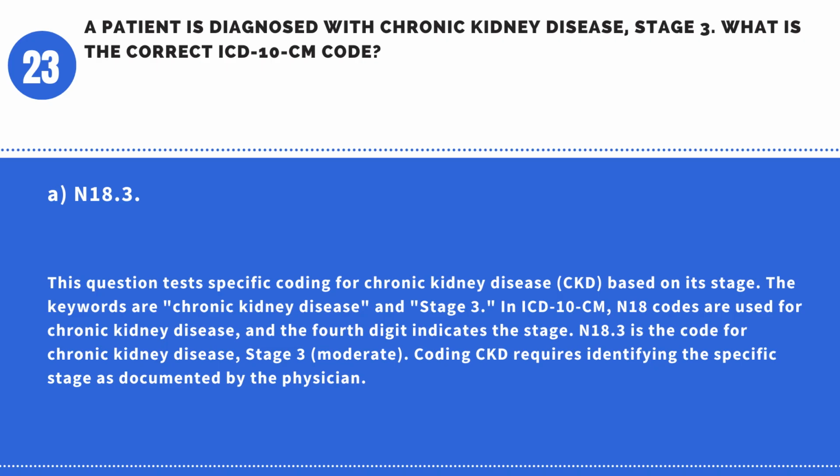Answer, A. N18.3. This question tests specific coding for chronic kidney disease, CKD, based on its stage. The keywords are chronic kidney disease and stage 3. In ICD-10-CM, N18 codes are used for chronic kidney disease, and the fourth digit indicates the stage. N18.3 is the code for chronic kidney disease, stage 3, moderate. Coding CKD requires identifying the specific stage as documented by the physician.